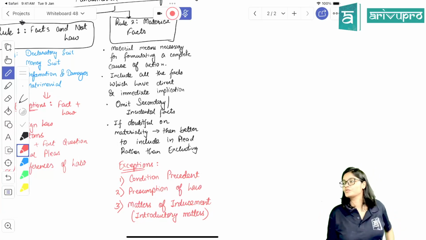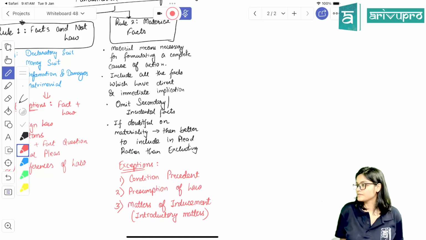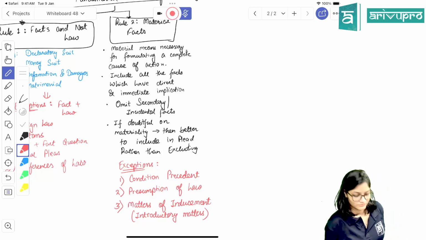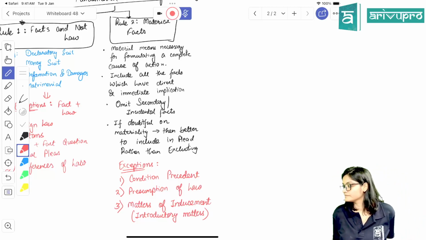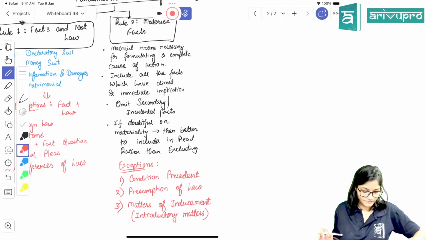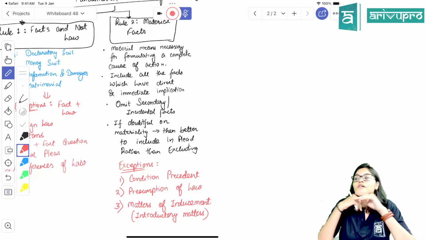Then, so that is your rule 2. Then some examples are given which facts are material, which facts are not material. So we have discussed that also. Done? Any doubts? What is rule 1?